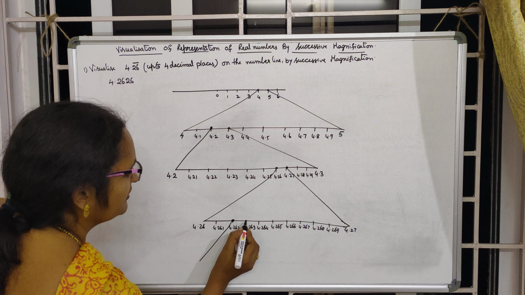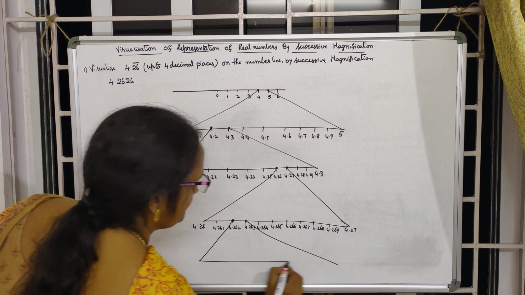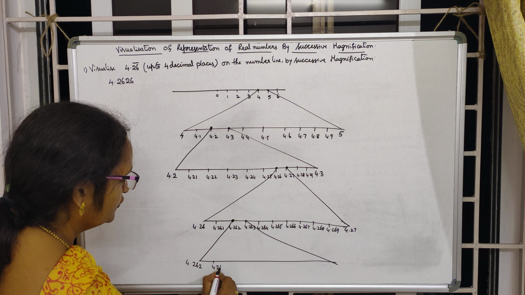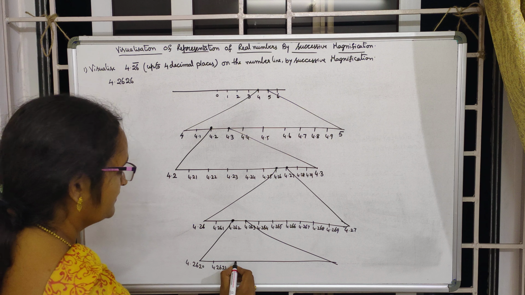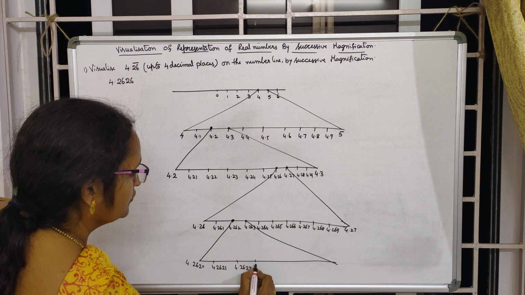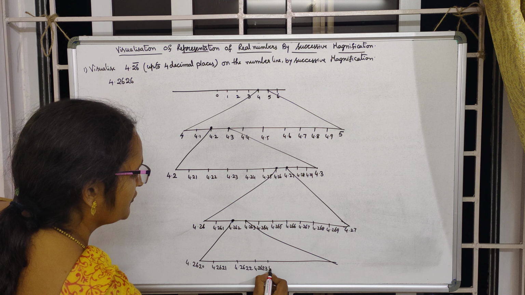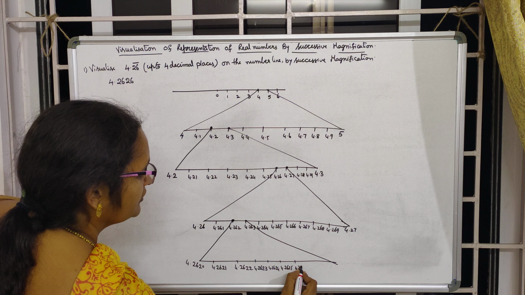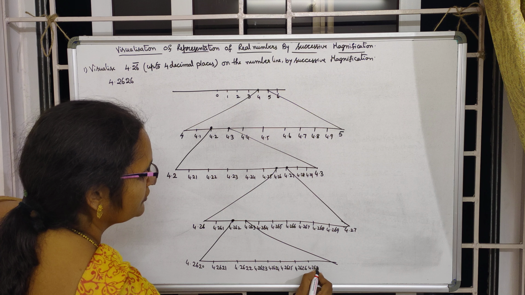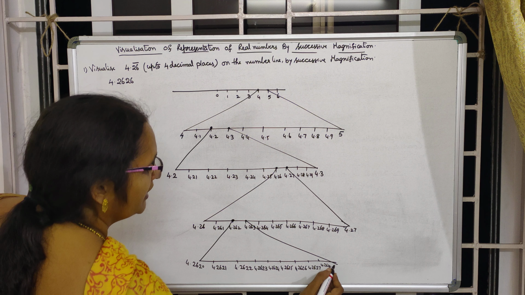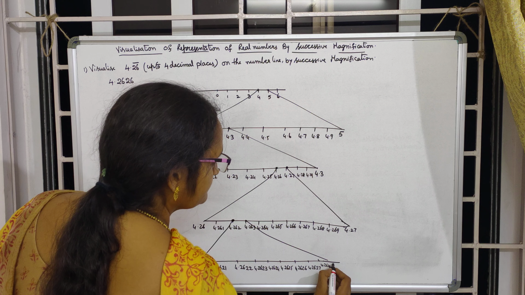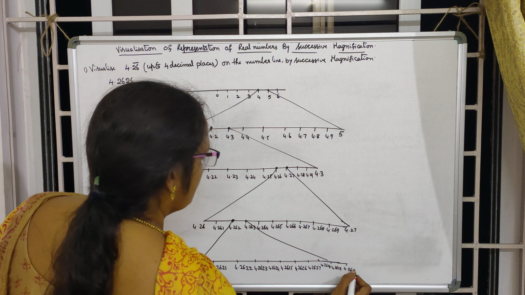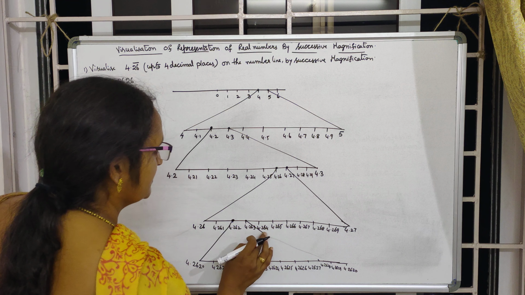Again draw a number line over here based on this one. So here it is 4.262, then 4.262 means 0 here, 1 here. 4.2621, 4.2622, 4.2623, 4.2624, 4.2625, 4.2626, 4.2627, 4.2628, little bit bigger if I am drawing, 4.2629 and here it is 4.2630.